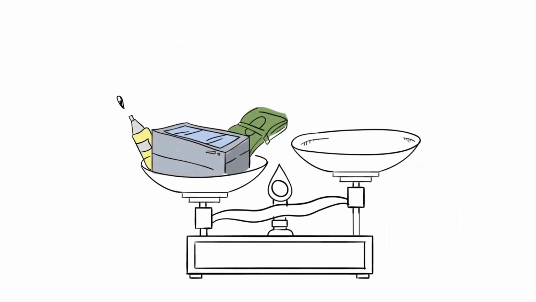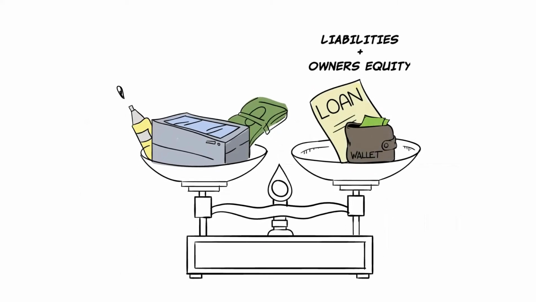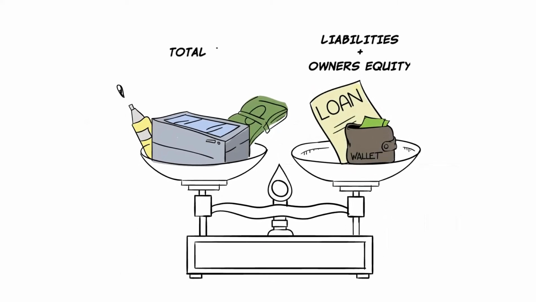Now, add the total liabilities and total owner's equity together. The amount is the same as the total assets. Let's check what you've learned so far.